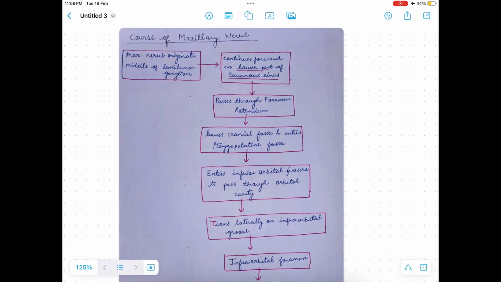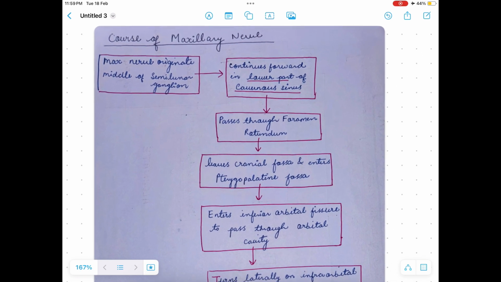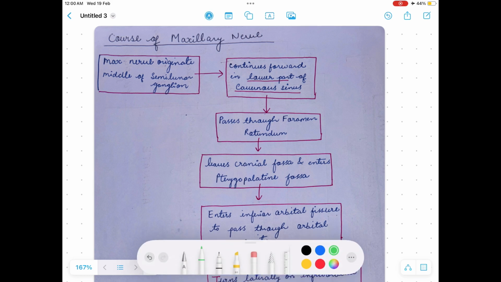Let's understand the course of maxillary nerve. It is very important, students, in viva also, and in your professional exams also. I mean in your theory exams as well as in viva, they ask you about the course of maxillary nerve. It's very important. So let's study the course of maxillary nerve.